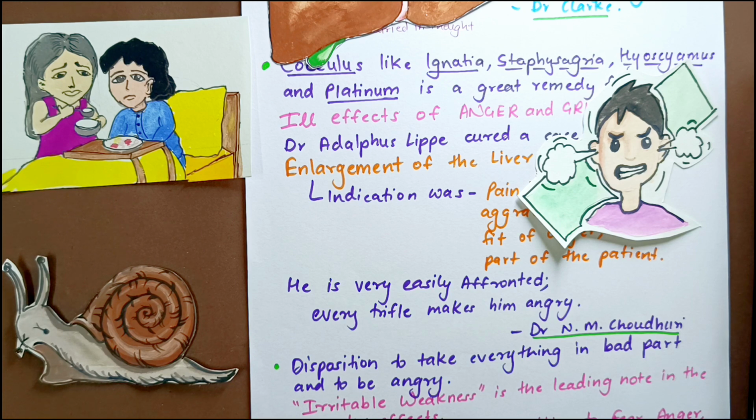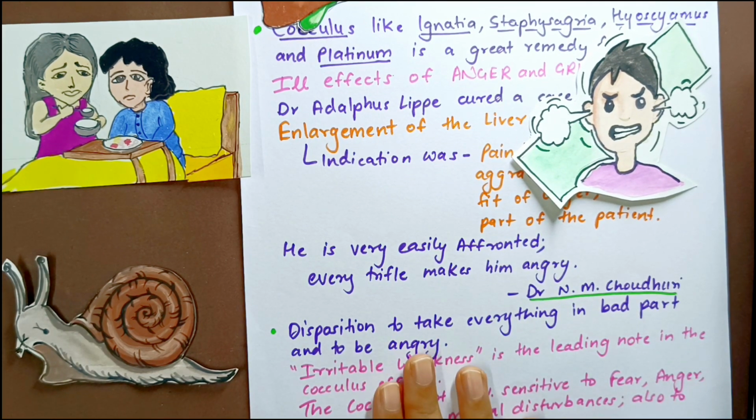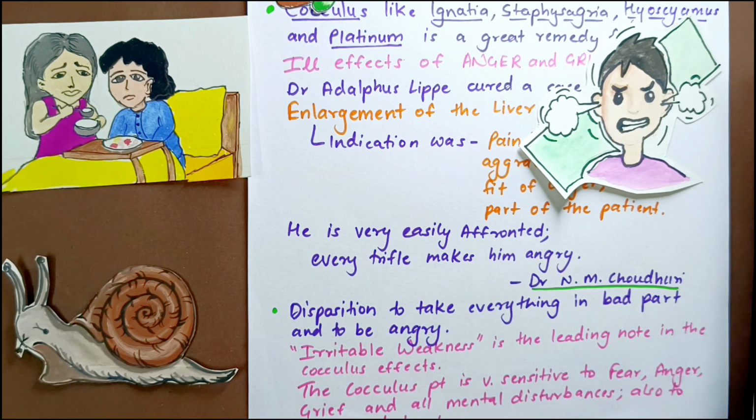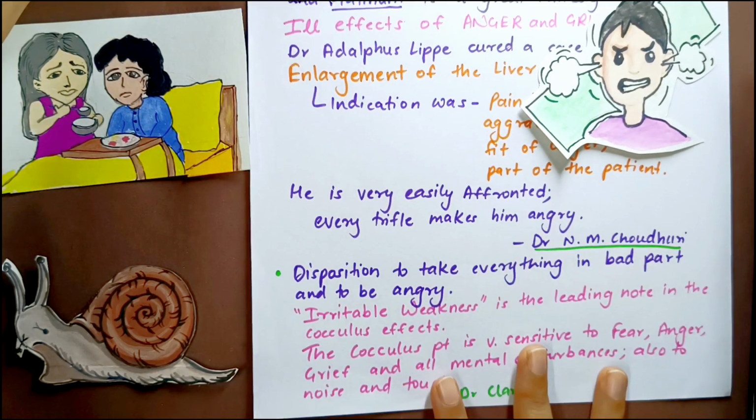That is what Dr. N.M. Choudhuri says. So every trifle making him angry is something you will think of Nux vomica for, which is very commonly known for anger, right? So we can also think of Cocculus. Cocculus is also a remedy which has every trifle makes him angry. Okay, disposition to take everything in bad part and to be angry. So he takes everything in bad part and he gets angry with that. Irritable weakness is there. It is a leading note in the Cocculus effects.